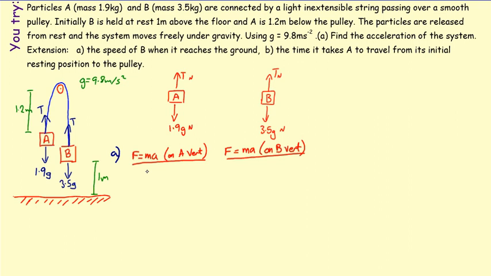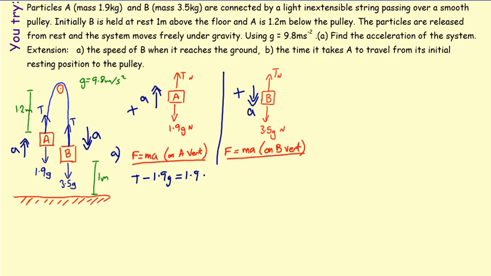Okay. So we've got our separate diagrams. We're going to apply F equals ma to both. This one here is moving upwards with some acceleration that we don't know, and this one here is moving downwards with some acceleration. So we're going to take those as our positive directions for each of those objects separately. So here we're going to get T minus 1.9g equals 1.9a, and over here we're going to get 3.5g minus T equals 3.5a.